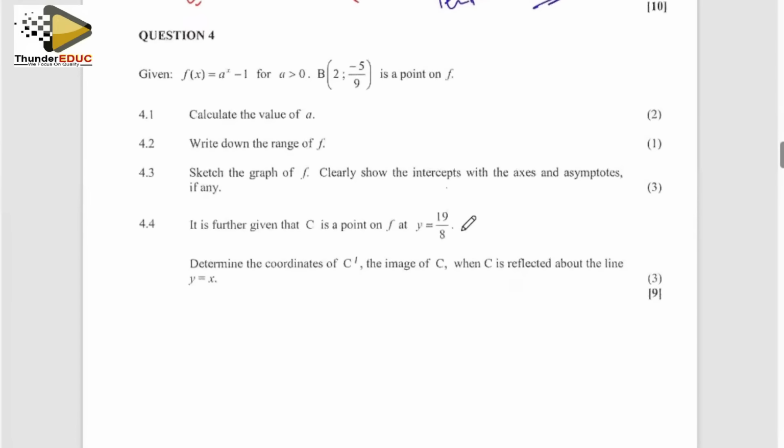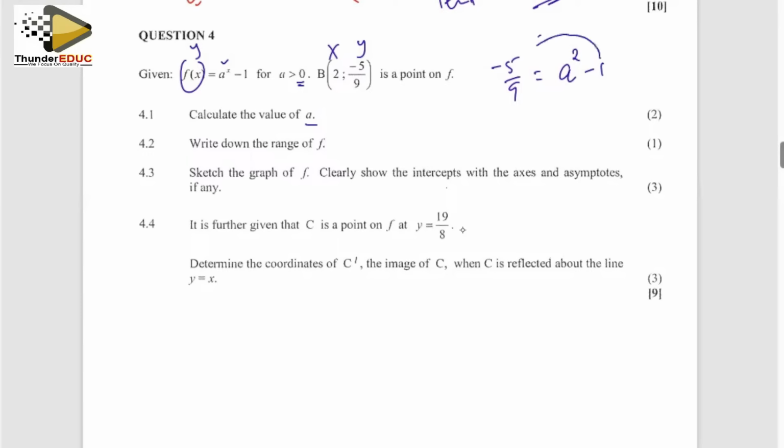All right, question number 4. Given that f of x is a to the x minus 1 for a greater than 0, and 2 and negative 5 over 9 is a point on f, they want us to find the value of a. Since there's just one unknown, this 1 point is enough. Let's substitute: 2 is for x, and negative 5 over 9 is for y. Remember, f of x is the same as y, so negative 5 over 9 is equal to a to the exponent of 2 minus 1.